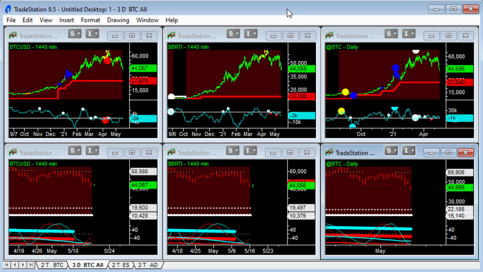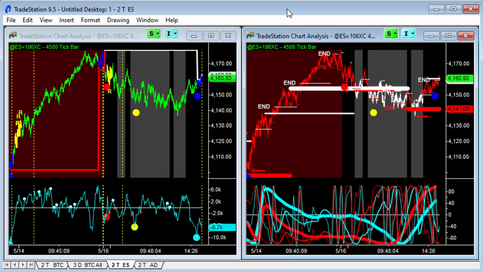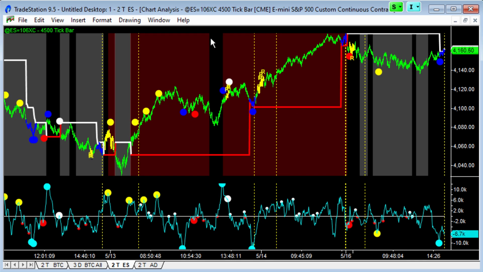Anyway, so let's talk E-mini charts. So E-mini here, let's have a look at what the professionals and the momentum signals have been doing. This is a 4,500 tip bar chart, which is the highest tip bar chart I'm looking at these days. I was having trouble the other day with my computer not being able to process it. I was looking for 10,000 tip bar charts and it was just uncomfortable with that.